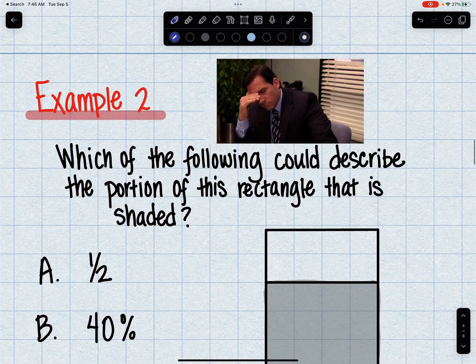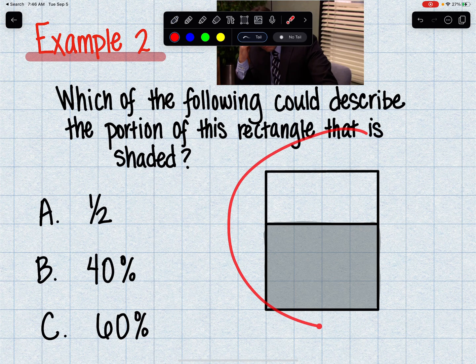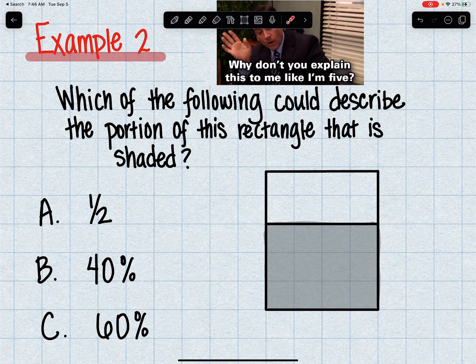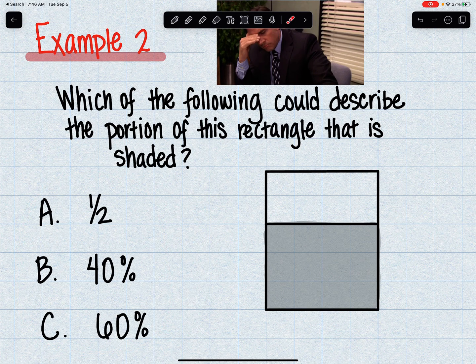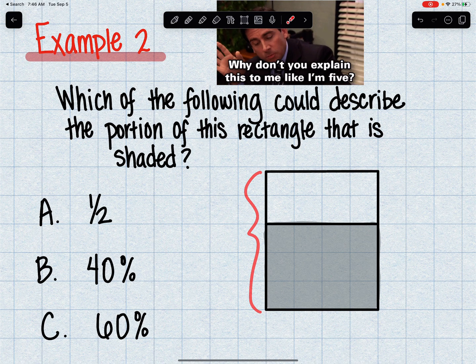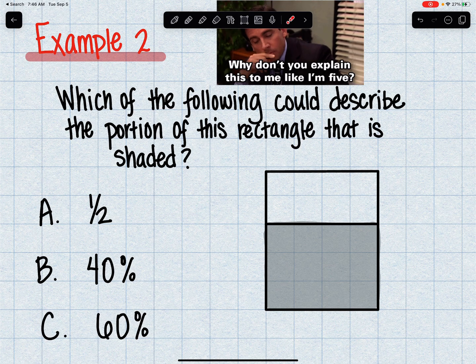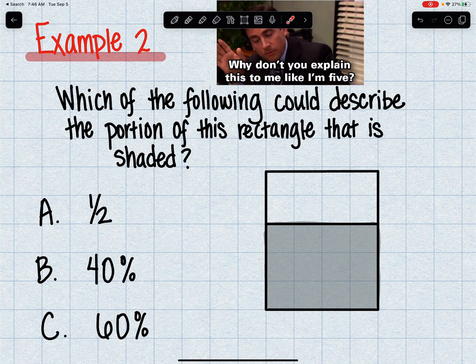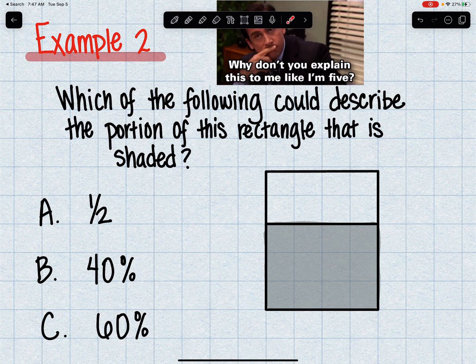Let's do example 2. Which of the following could describe the portion of this rectangle that is shaded? Okay, so look at the rectangle, and we're going to decide which of these answers, they gave us a multiple choice, which one could it be? Now, it looks like when I look at this, if I were to pick half, like if I were to say this is half full, where would I put the line? I would probably put it like right here. So it's more than half, but it's not the whole thing. And they're not equal. More than half is shaded.